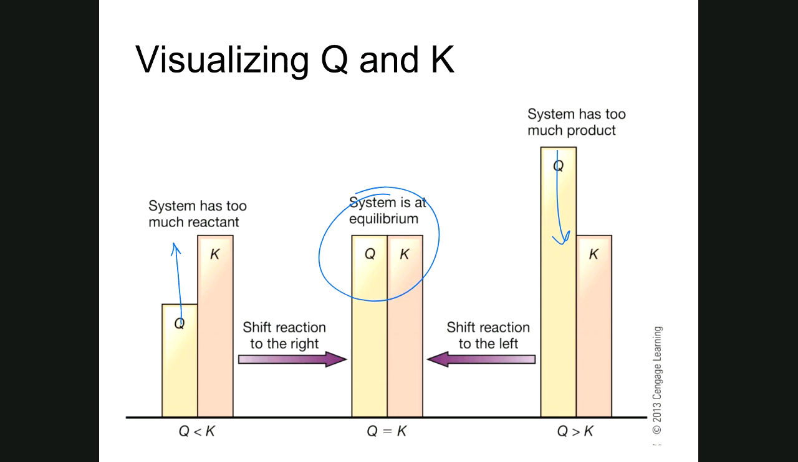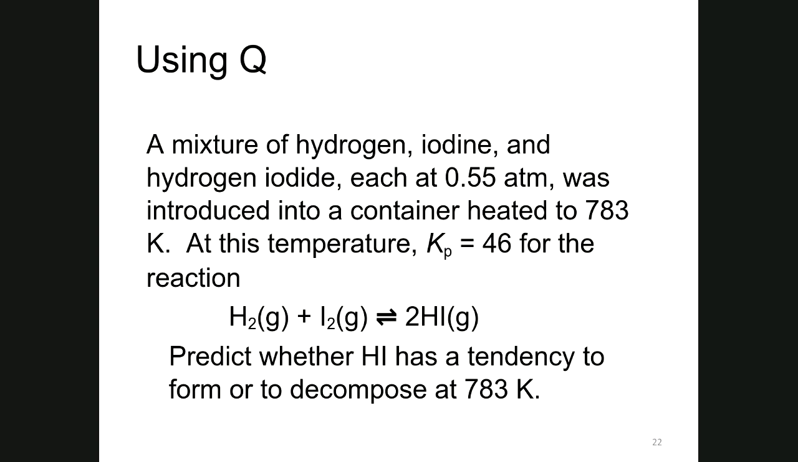So let's utilize Q, see what kinds of information we can get from it. In this example, we're told that we have a mixture of hydrogen, iodine, and hydrogen iodide, each at 0.55 atmospheres. And it was put into a container at 783 Kelvin. At this temperature, the value of Kp is 46. Predict whether HI has a tendency to form or decompose.